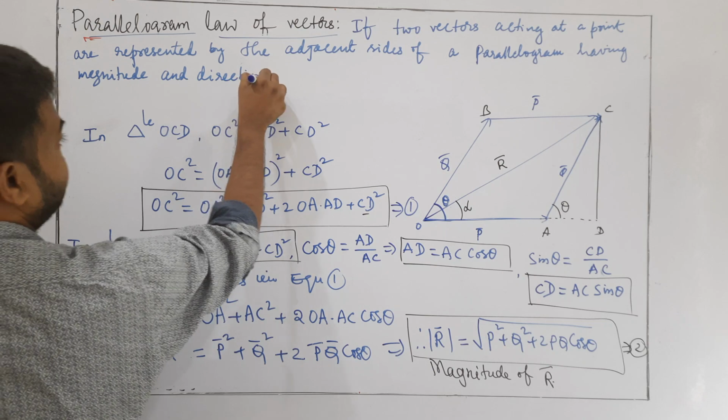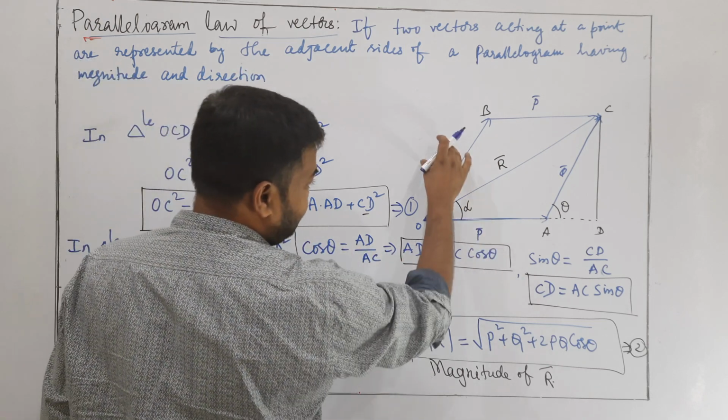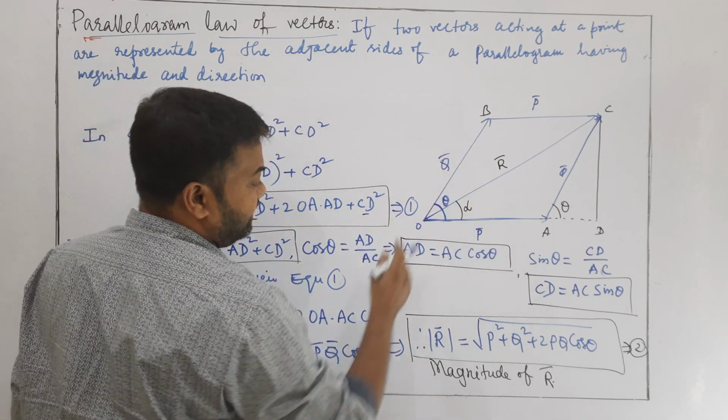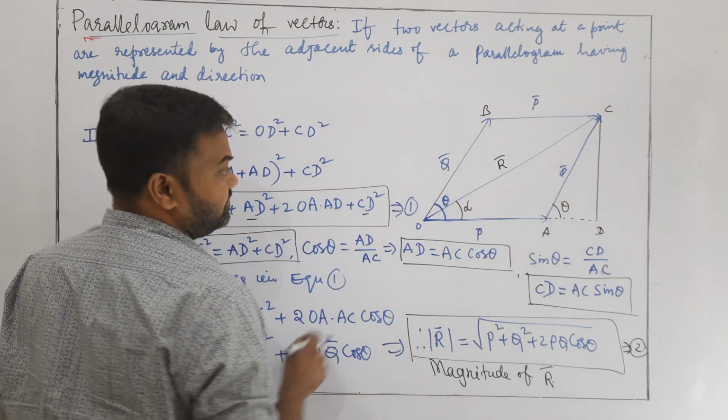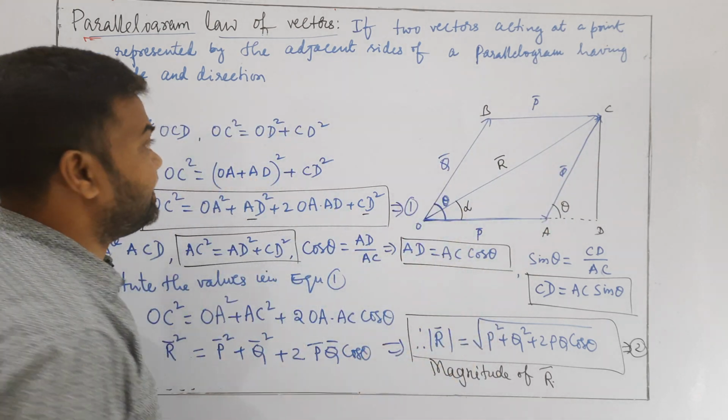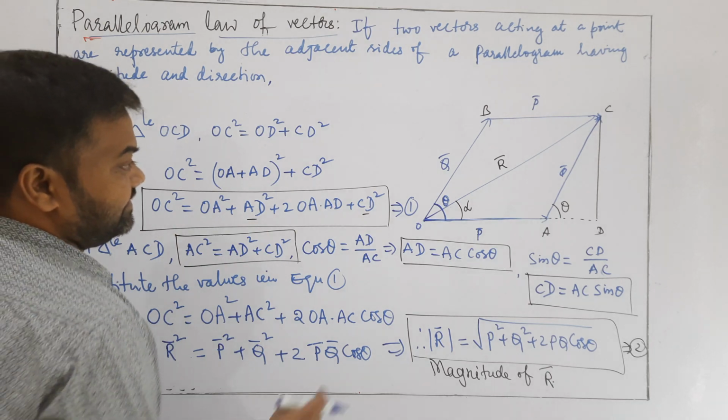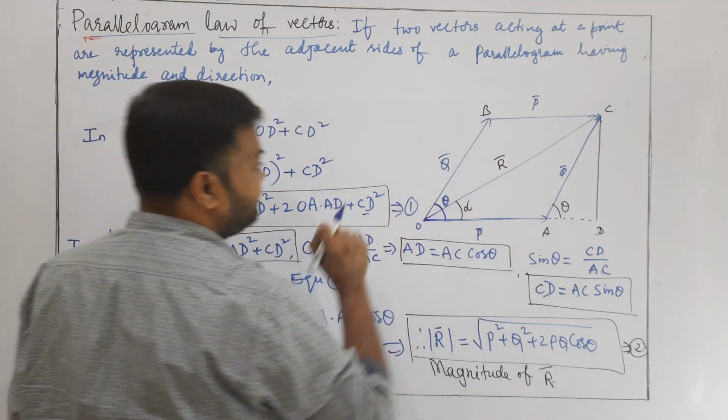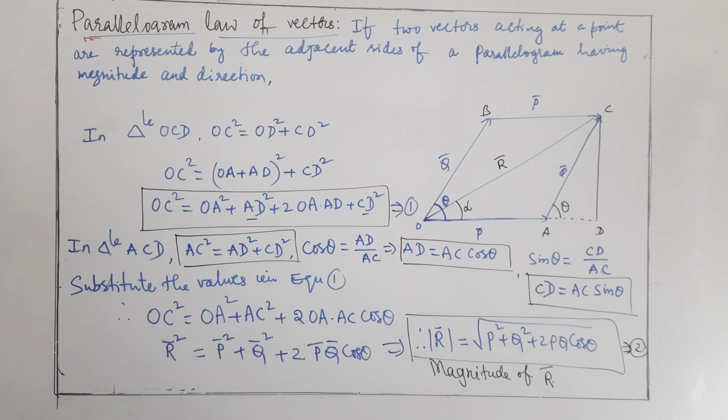This is what we have explained there. Two vectors are acting at one point and they are adjacent sides of a parallelogram, and they also have magnitude and direction. Then what is the resultant? The resultant is also drawn from the same point, which I have to write here.